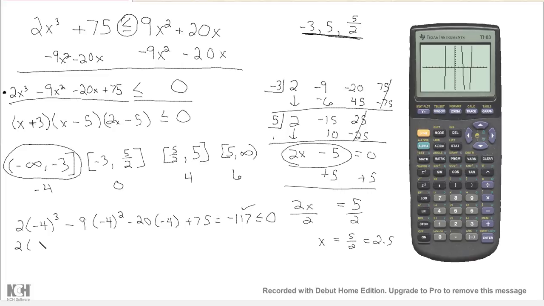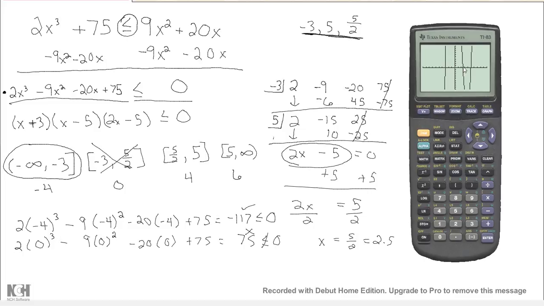2 times 0 to the third minus 9 times 0 squared minus 20 times 0 plus 75. Well, that's 0, that's 0, that's 0, so the answer is 75, which is not less than or equal to 0. So this interval didn't work, just like the graph told us it wouldn't.